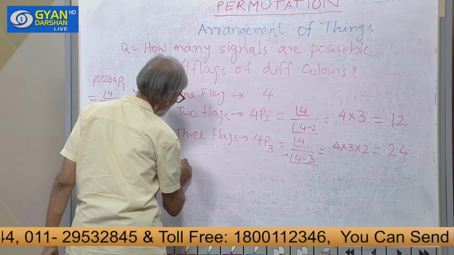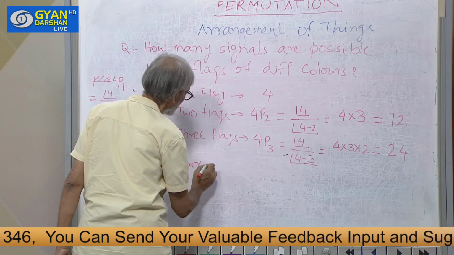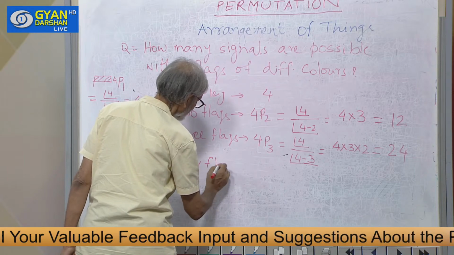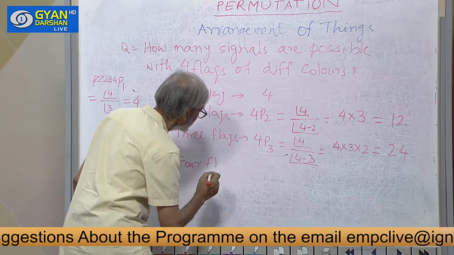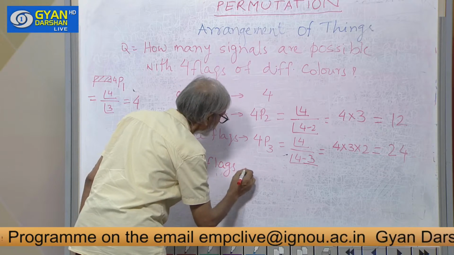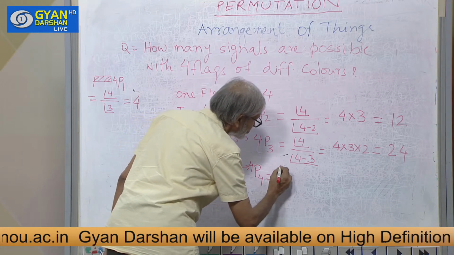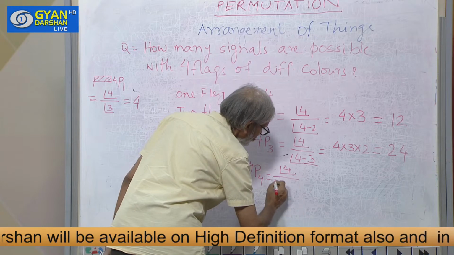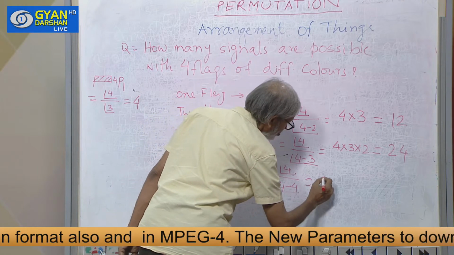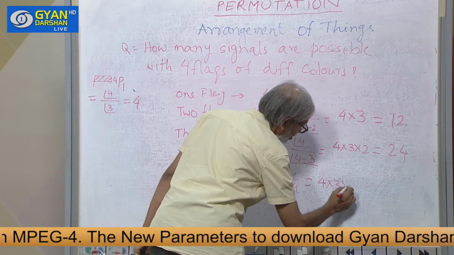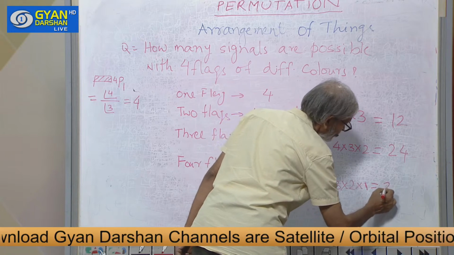Now, taking all the flags, 4 flags at a time, this will be equal to 4P4, which is equal to factorial 4 divided by factorial 4 minus 4, it means factorial 0, which is equal to 1. So this will also become 4 into 3 into 2 into 1, which is equal to 24.